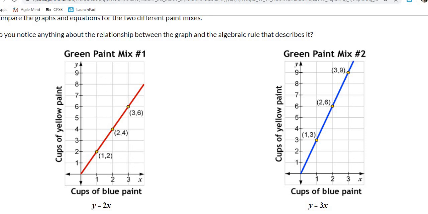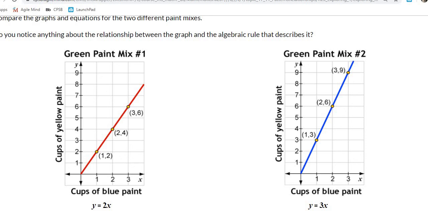Are both graphs making the same shade of green paint? No, because they have different constants of proportionality. They're both making a green color, but one's going to be darker than the other one. Which one do you think is going to be a darker green based on the constant of proportionality? Number 2. Number 2's going to be darker? Yes, it has more yellow.